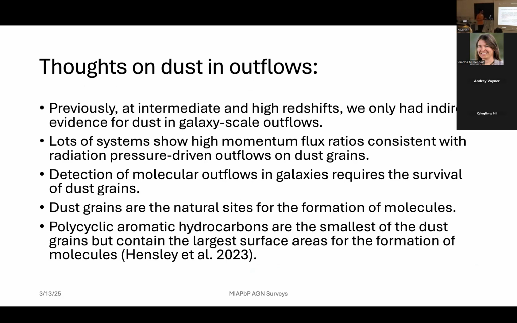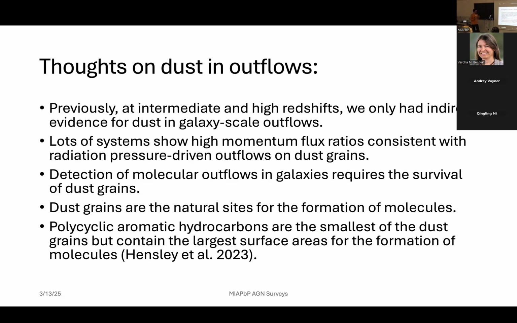For a large fraction of the sources where we see molecular outflows, we know that dust has to exist for us to form these small molecules that can easily get destroyed. So I think lots of systems in the literature do show these high momentum flux ratios between the kinetic luminosity of the outflow and the quasar bolometric luminosity. And I think the assumption has been, well, we're seeing the molecular outflows, so there has to be dust there, but the direct proof for dust is quite challenging.